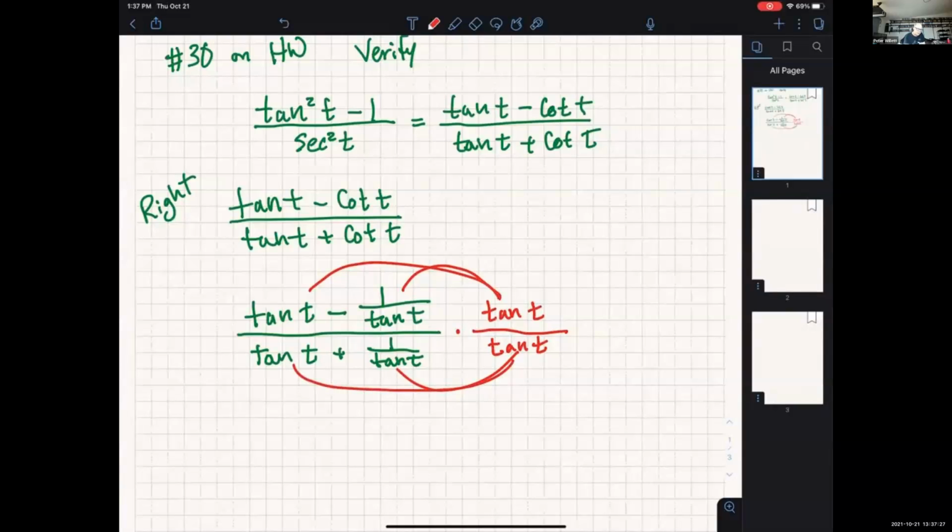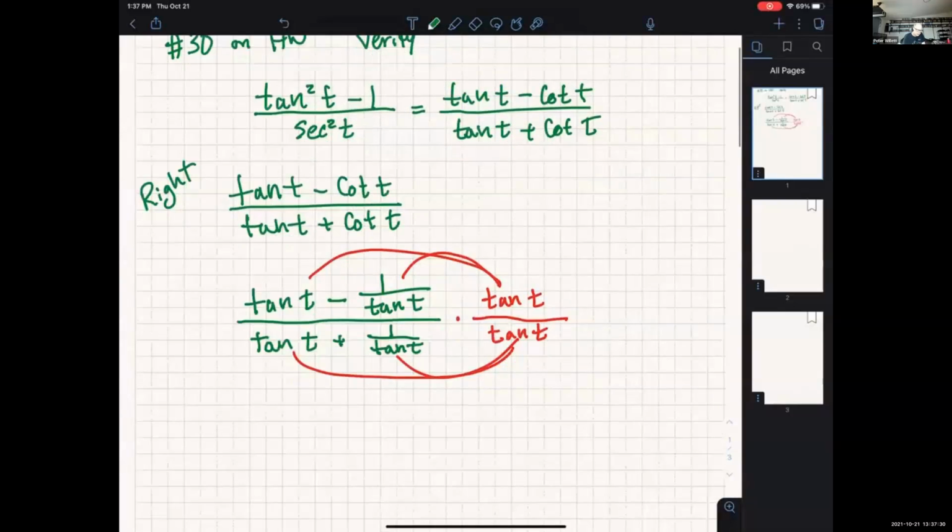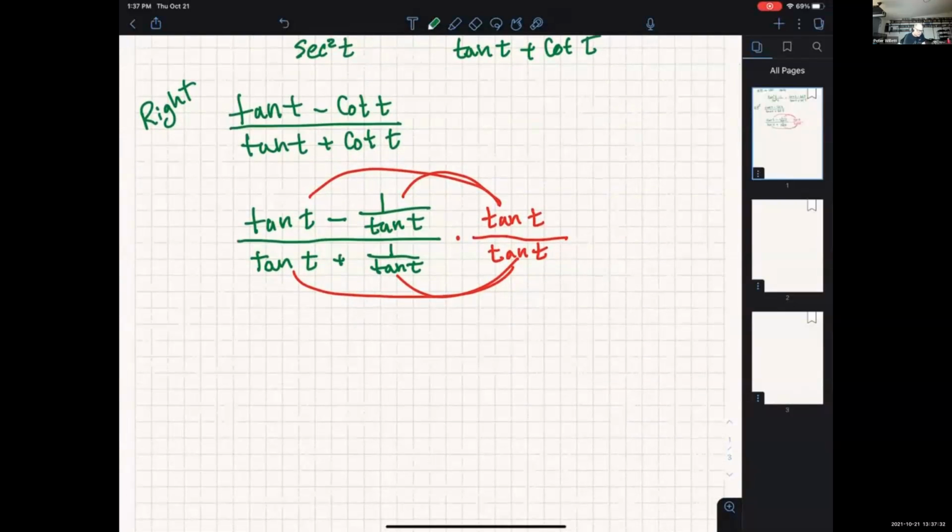And when I do that, I get tan t times tan t is tan squared t, minus tan t times 1 over tan t, which is just 1. Similarly, on the bottom, I would get tan squared t plus 1.